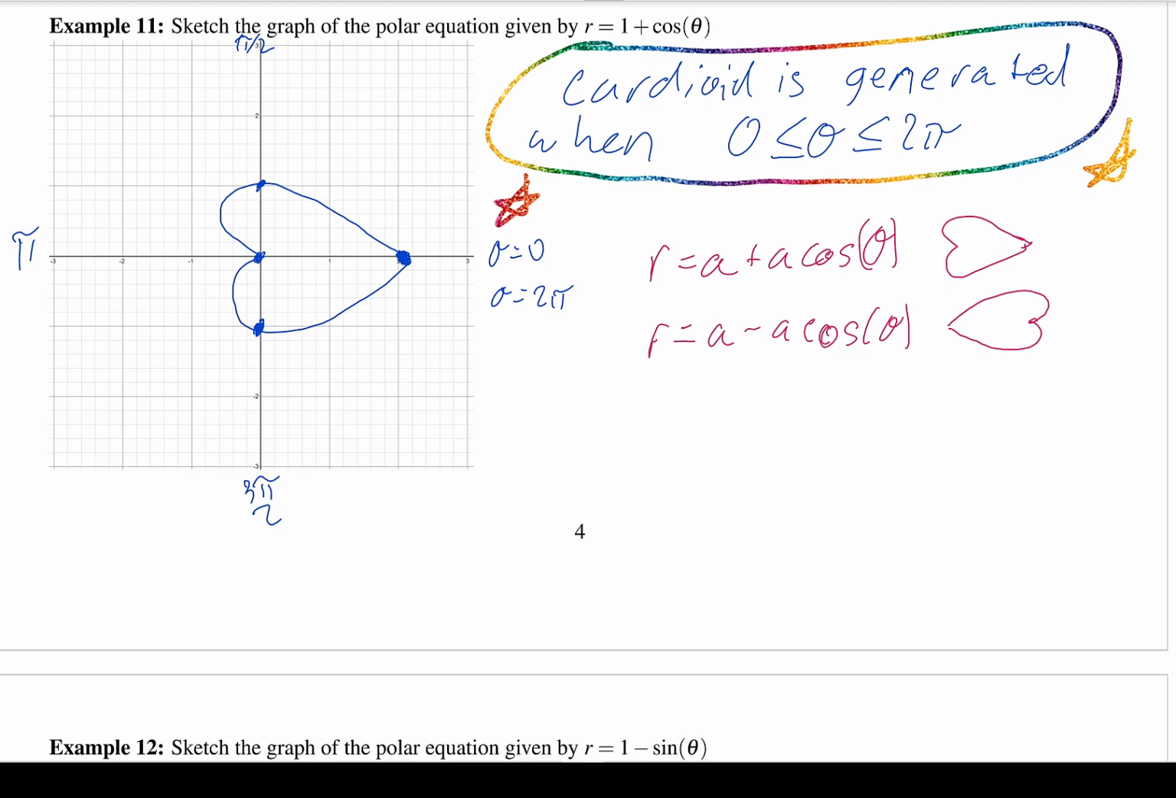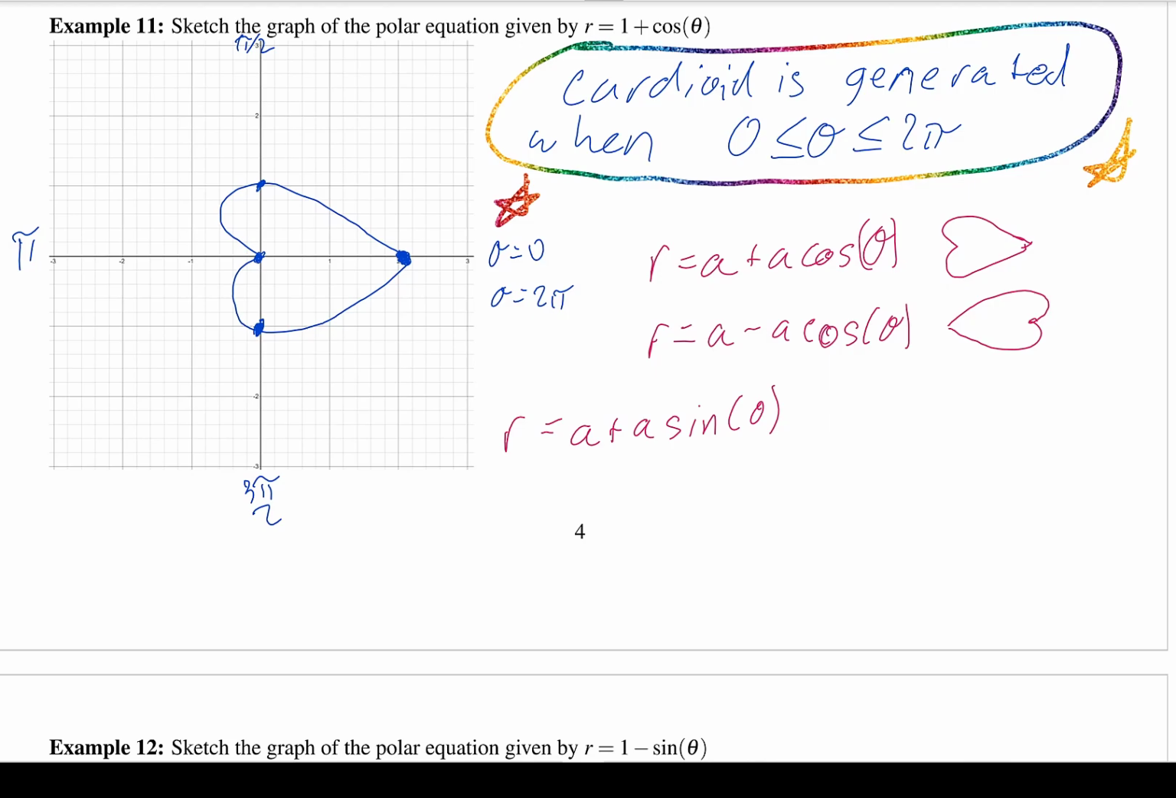Something like that, right? So instead, you can imagine we would just flip this. So I'd get something that looks like that. That's what I'm trying to draw for the a minus a cosine theta. Now let's look at what if we have r equals a plus a sine theta.